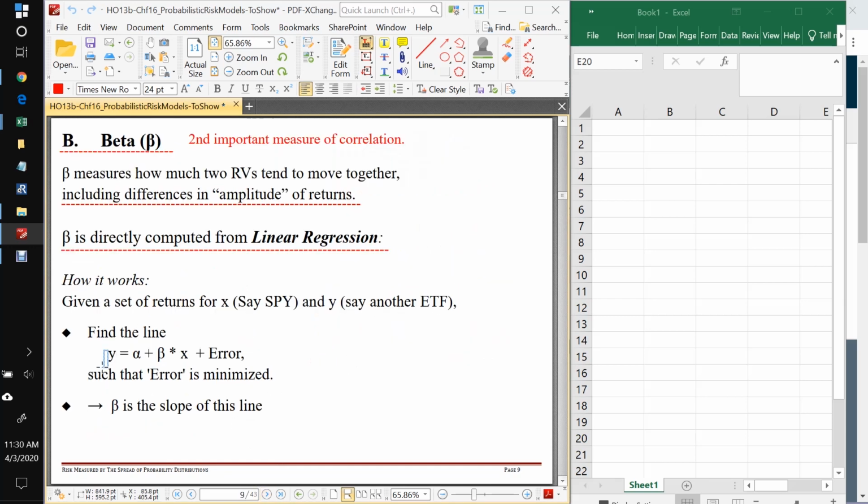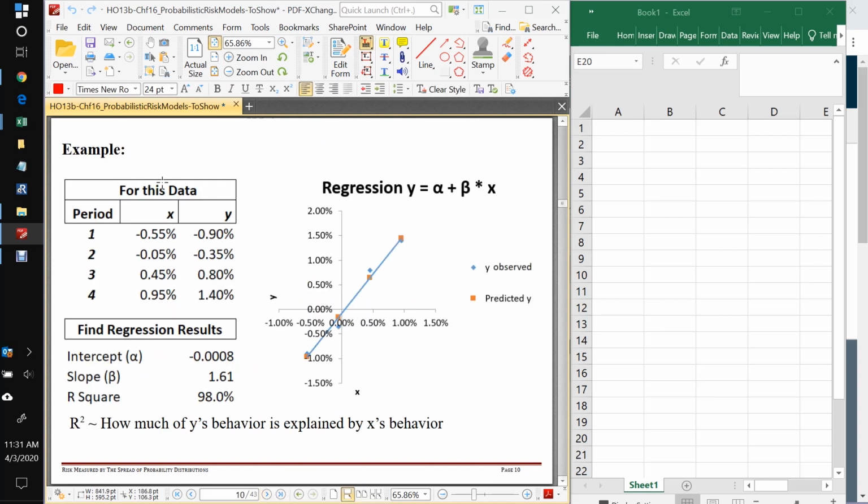And when you do that, we're finding this line, which says in English, the returns of y are equal to alpha plus beta times the return of x plus some amount of error. And linear regression finds this line such that the error is minimized, and it uses a least squares method to do that, which we don't have to worry about. But when we make this line, beta is going to be the slope of the line.